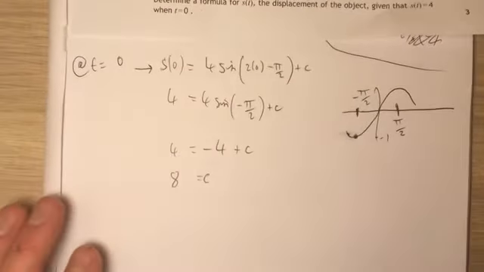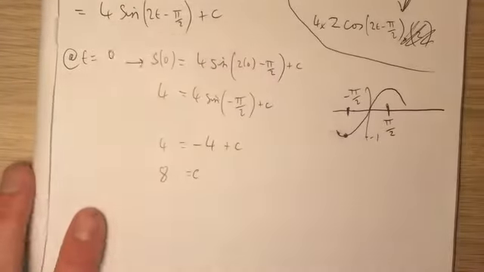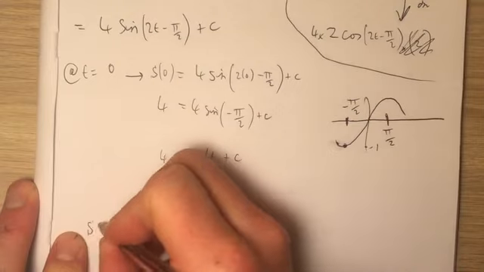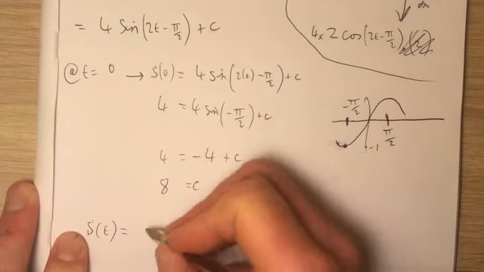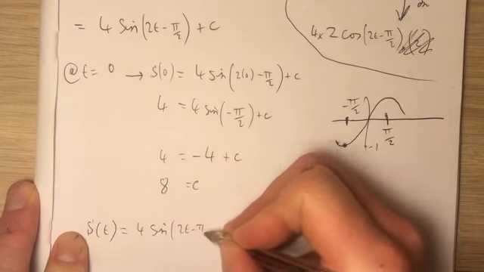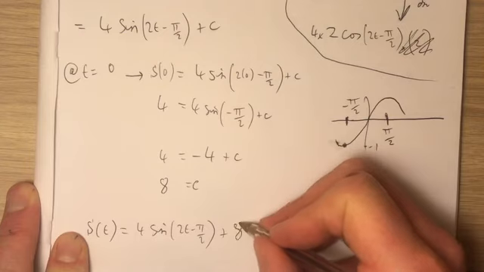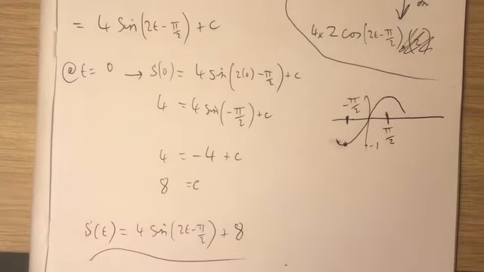So how do I just finish this question off? I've got what I already found out here. I've got s of t is going to be 4 sine of (2t minus pi over 2) plus, and we've worked out that c is 8, so plus 8. There we go.